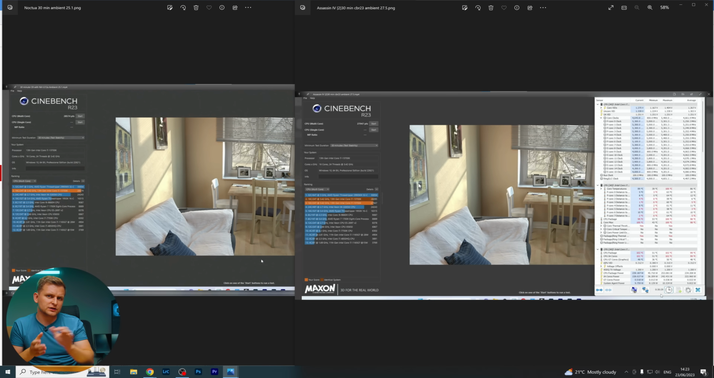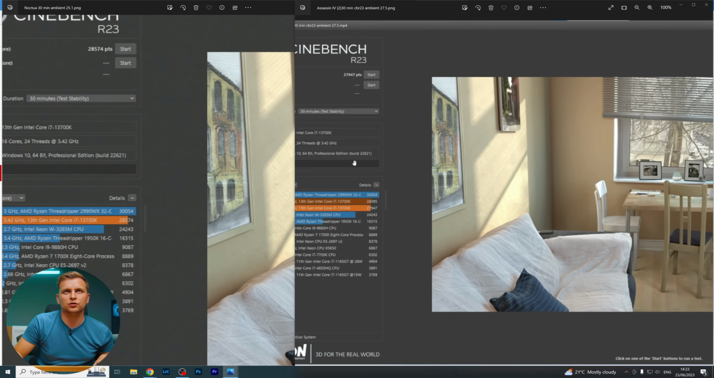So looking at the results, the Noctua NH-U12A versus this here. On the left side, we have the Noctua. This is the 30 minute Cinebench run that we got the score from here. The higher the score, the better the cooling, basically.